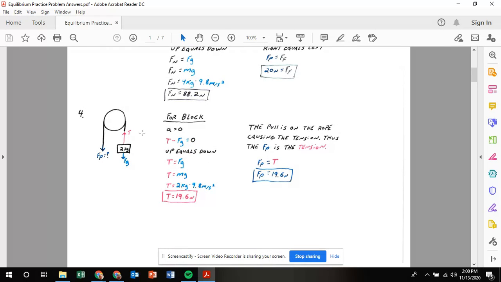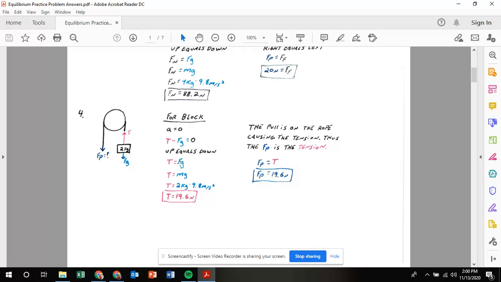Number 4, tension is up, force of gravity is down. You're pulling on the rope. Since it's one piece of rope, the tension and the force of pull are going to be identical, and so we are going to be able to figure out, because of the mass of this thing, we would be able to find force of gravity, and up equals down. So we're trying to find that tension in the rope.